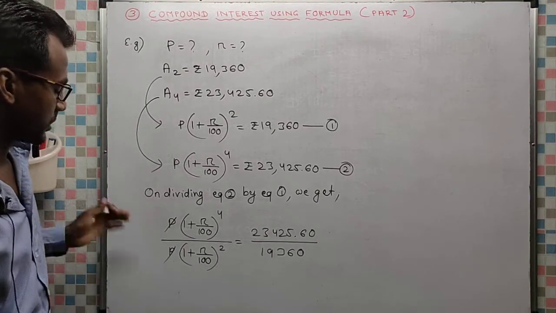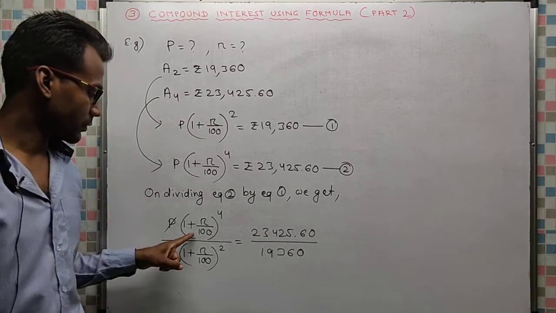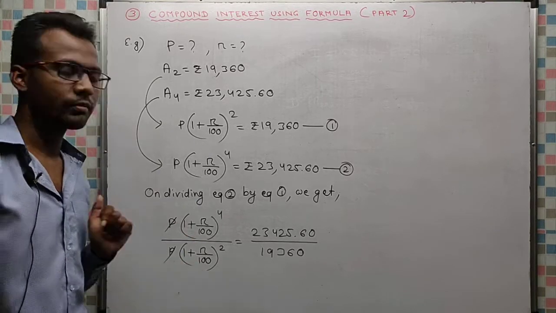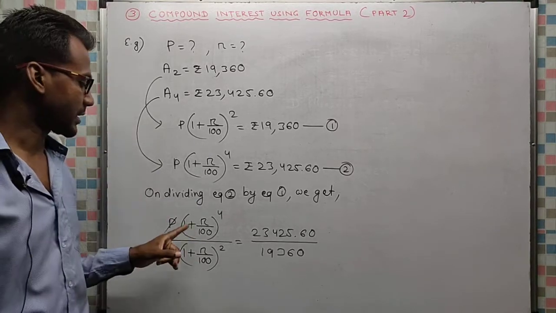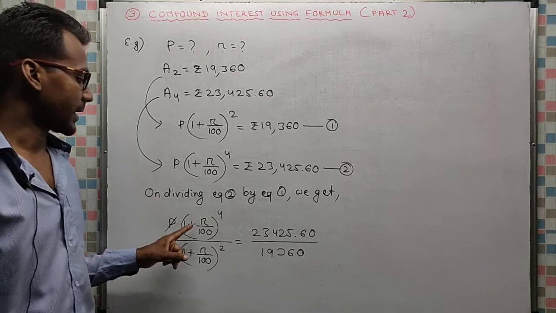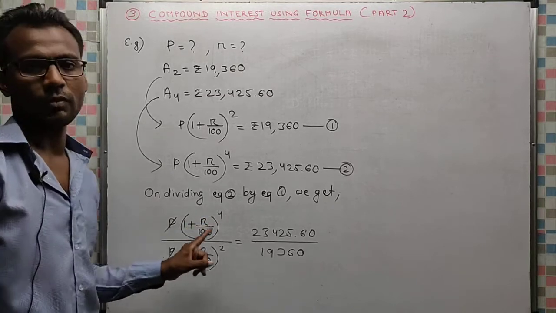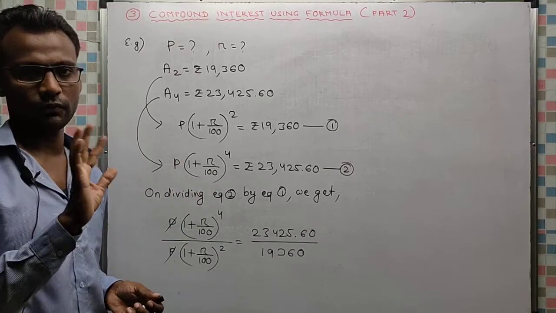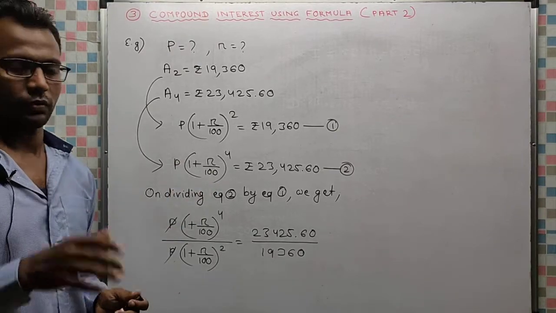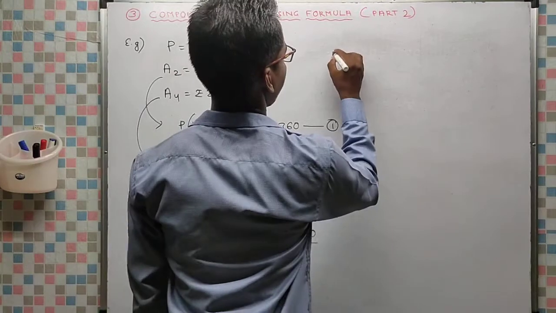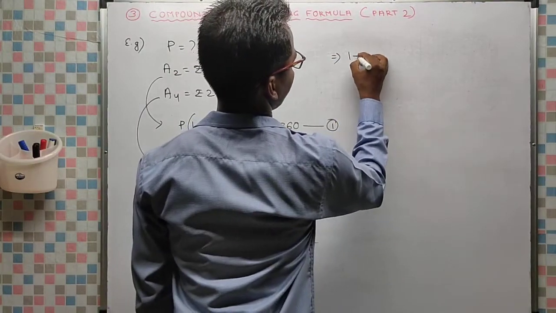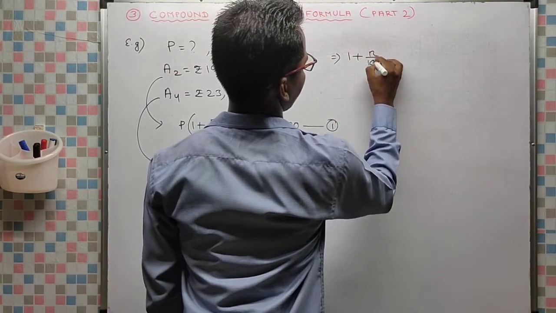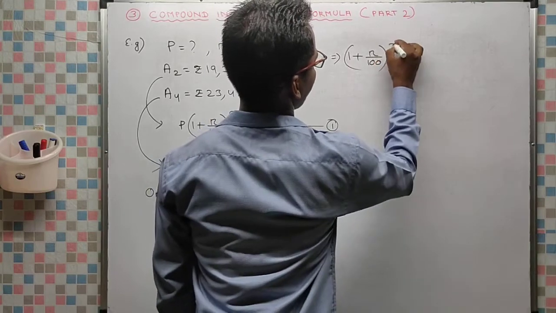Now see, here also 1 plus R by 100, here also 1 plus R by 100. Imagine that this is x. So x power 4 by x power 2. We can use indices here. x power 4 by x power 2 is x power 4 minus 2, so x power 2. So directly we can write 1 plus R by 100 power 2.